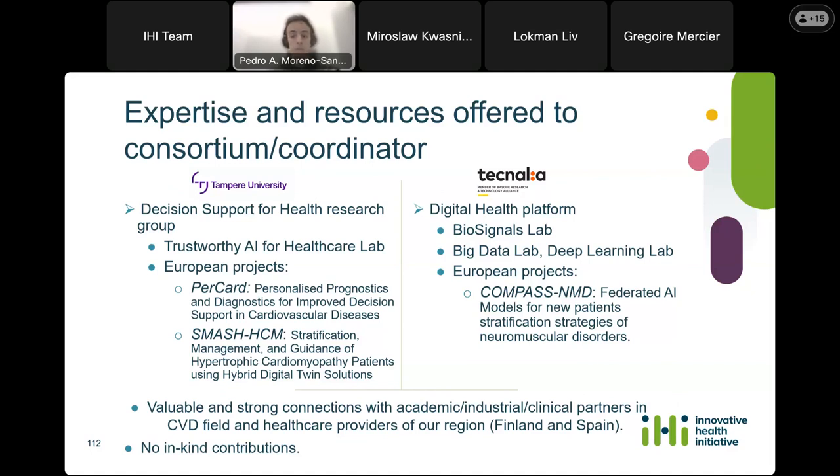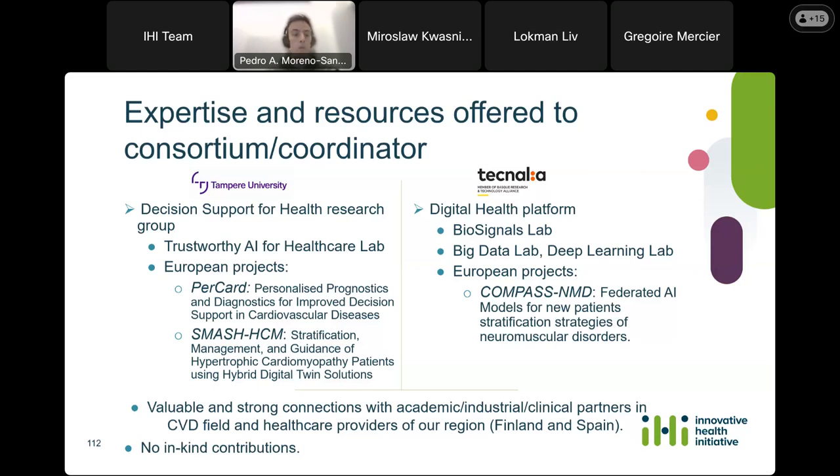cardiovascular diseases. And these projects are part of the Horizon Europe and ERA PerMed programs and provide us with a strong connection with academic, industrial, clinical partners, as well as healthcare providers in our respective regions, Finland and Spain, which offer valuable collaboration opportunities for the consortium. As a research organization, we cannot bring in-kind contributions. So in conclusion, our idea makes an interesting choice for the consortium.